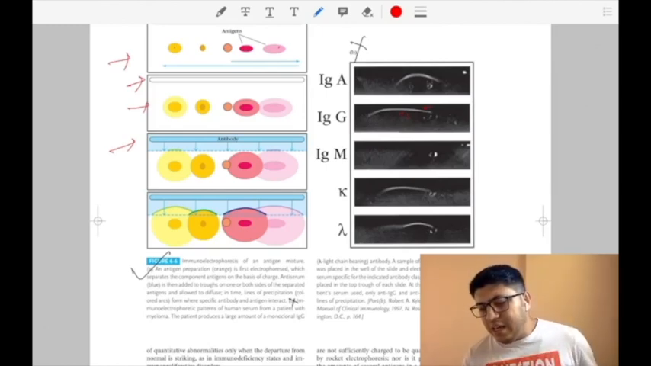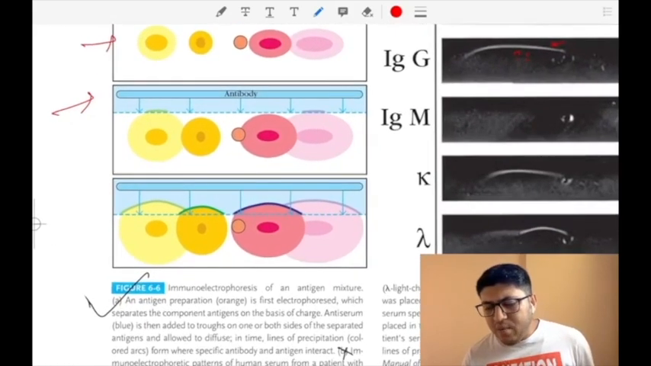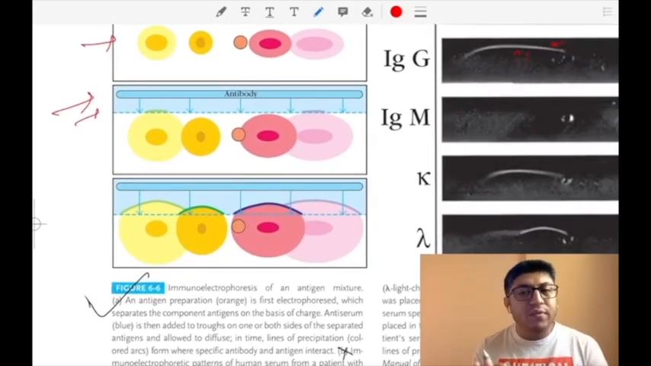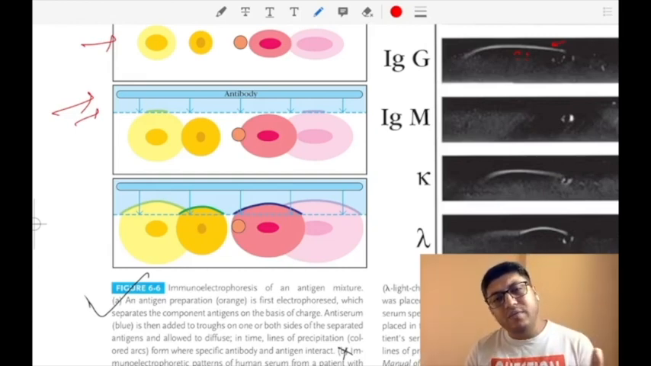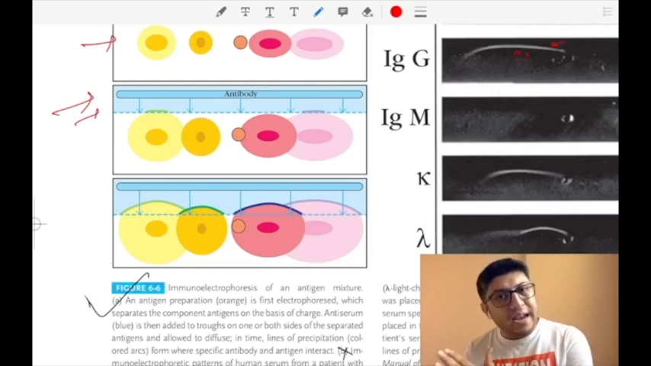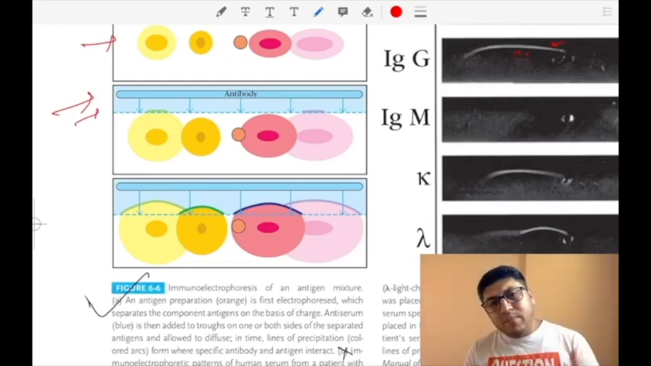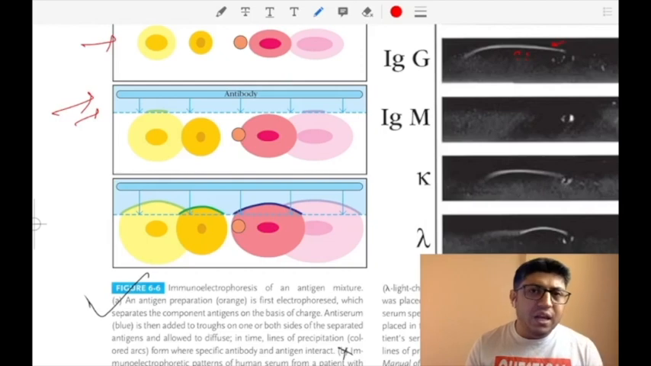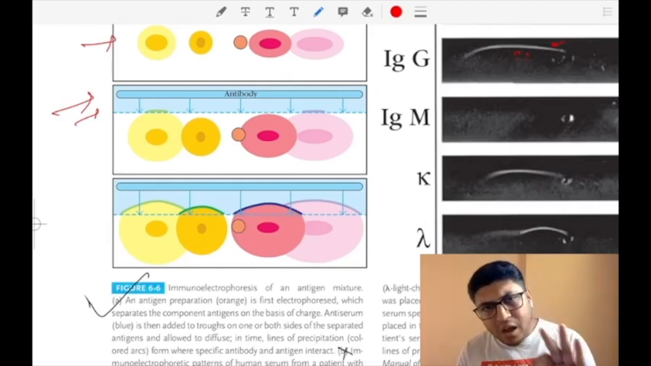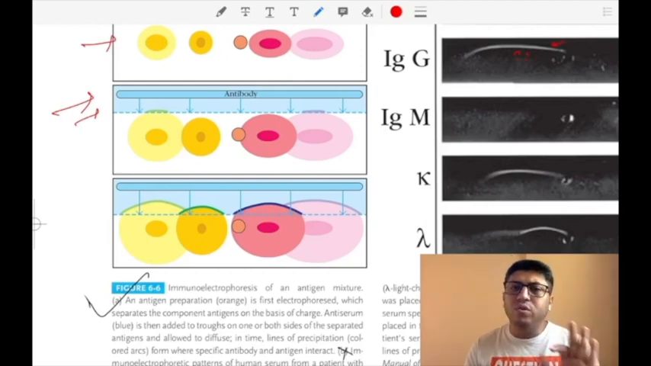Here you can see that the antibody molecule is diffusing, and this diffusion is a natural phenomenon. Here we are not using any electrical field. We only use an electric field for the diffusion of the antigen. But in the case of antibody diffusion, we don't use any electric field. We just allow the antibody molecule to diffuse throughout the night.